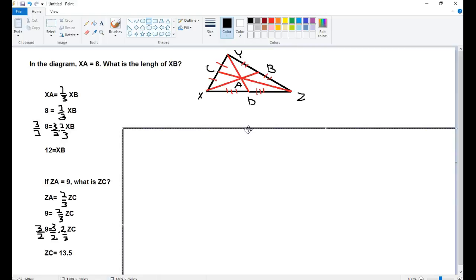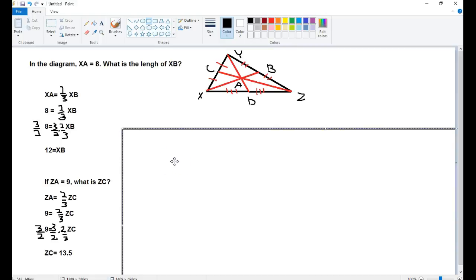So for these, you just need to make sure you're plugging in the right points and putting in the right things in the right places. In this one, to follow up, if ZA is equal to 9, what is the full length of ZC? Again, I set it up so that ZA is 2/3 of ZC. I plug in 9 for ZA and 2/3 times ZC, then multiply both sides by 3/2, and this becomes 3 times 9, 27, divided by 2, which is 13.5. So ZC would be 13.5. So basic algebra problems for these.